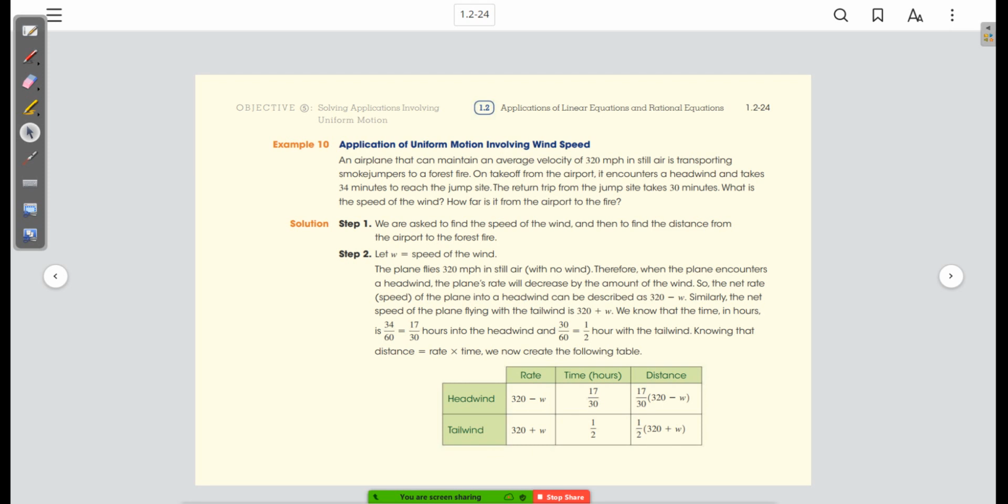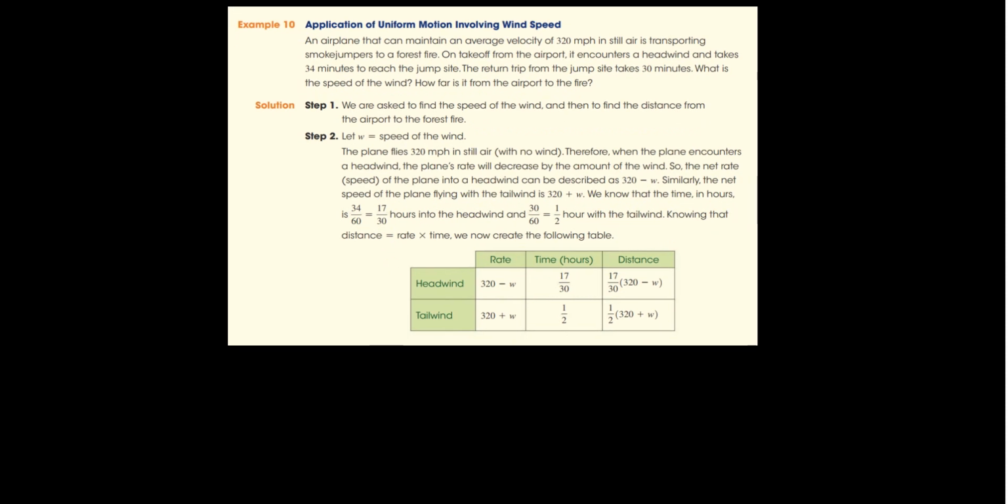So this one is very similar to the previous problem, but we'll snip the whole thing again, and we'll go over it together. Okay, so the problem reads, an airplane that can maintain an average velocity of 320 miles per hour in still air, where there's no headwind or tailwind, is transporting smoke jumpers to a forest fire. On takeoff from the airport, it encounters a headwind and takes 34 minutes to reach a jump site. The return trip from the jump site takes 30 minutes. What is the speed of the wind, and how far is it from the airport to the fire?